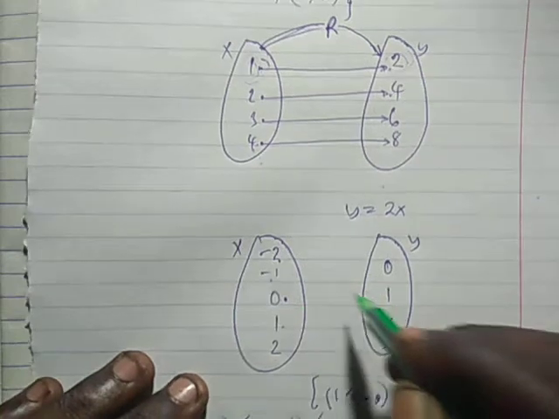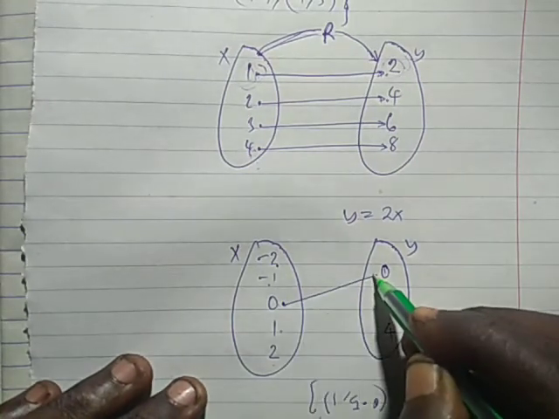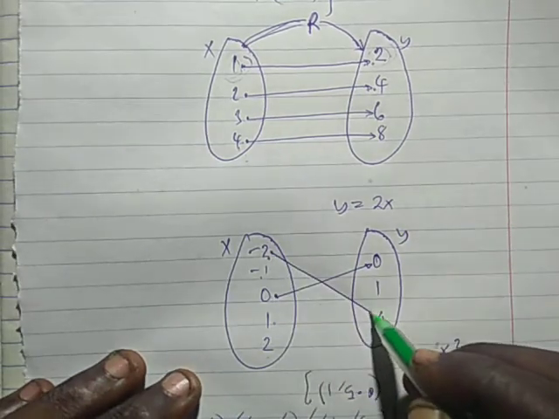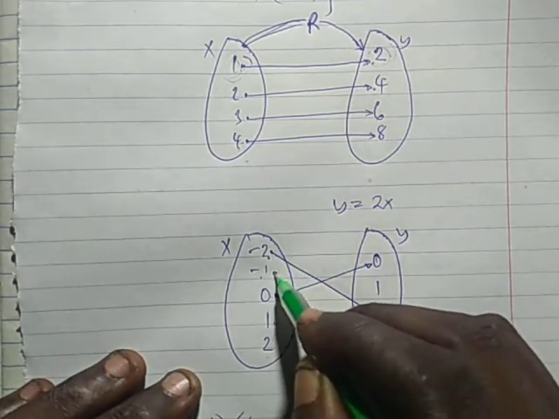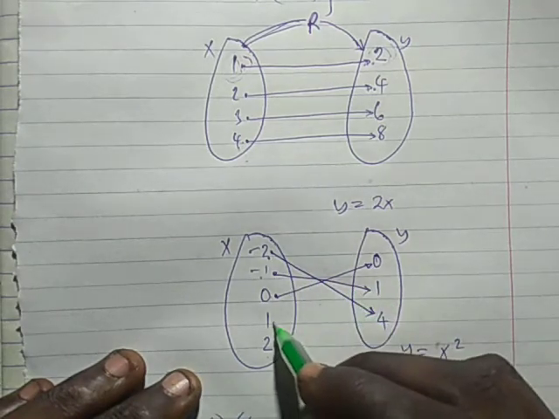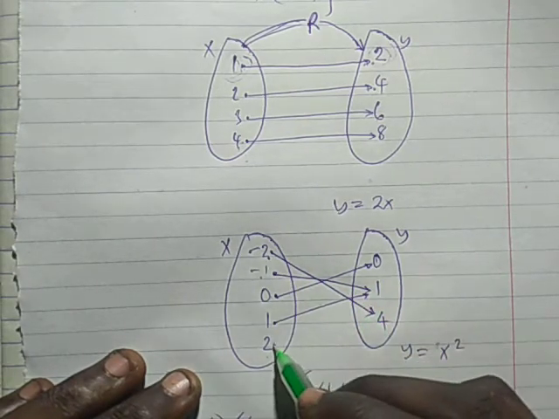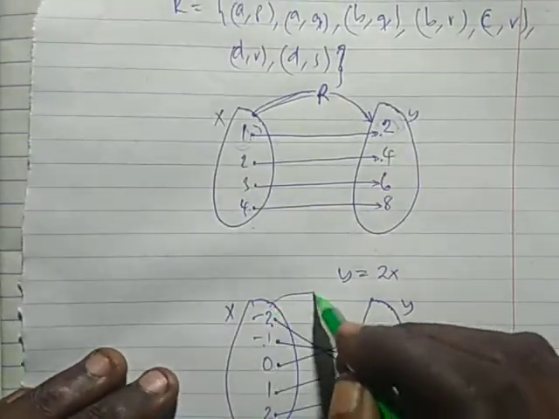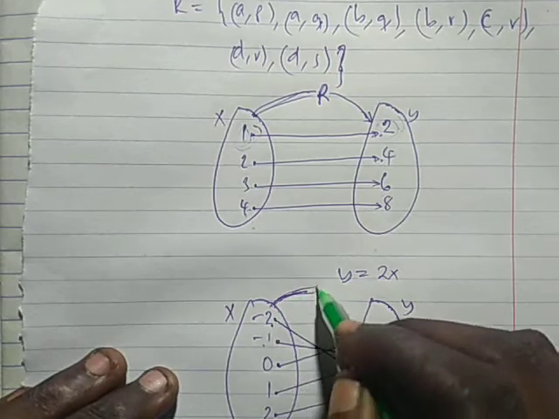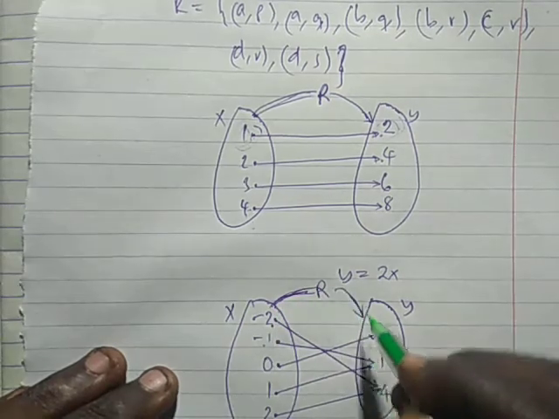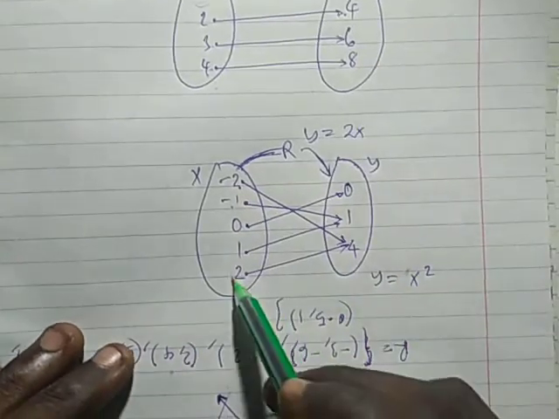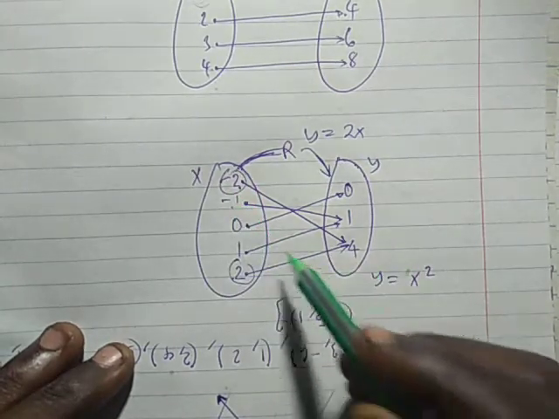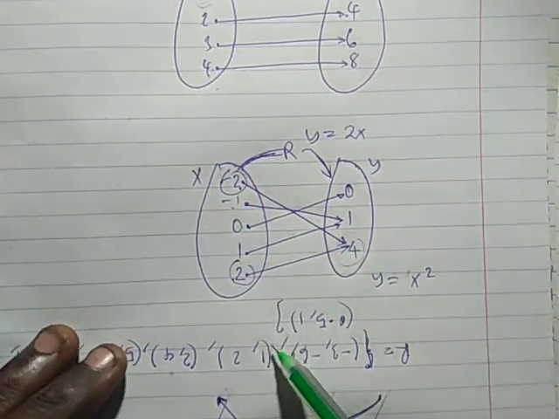So 0 here, its square will be what? 0. The square of 0 is 0. But the square of 2 will be equal to 4. Then the square of 1 will be equal to 1. And the square of -2 will be equal to 4. This is called many to one. So we have a relation there, our relation R. Why many to one? We have two here and two here; they are two. Then they send arrows to how many? To 4. That we call many to one.